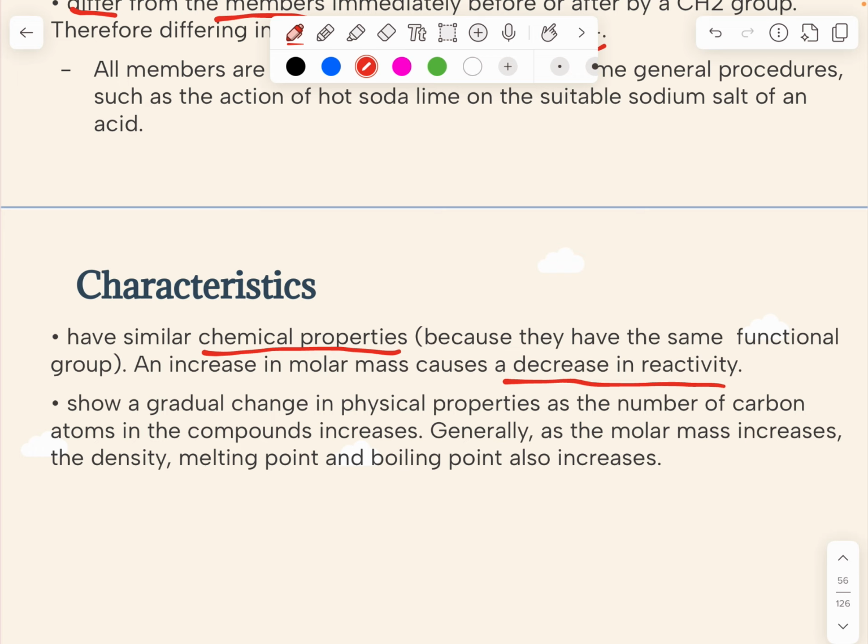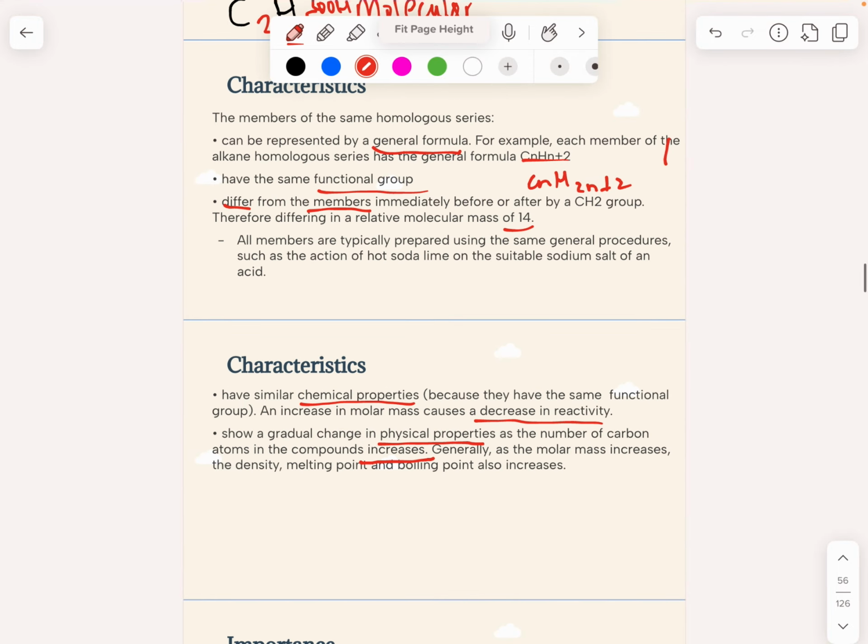They show a gradual change in physical properties as the number of carbon atoms in the compounds increases. Right, and note that they become more solid as the number of carbons increases. So it says generally as the molar mass increases, the density, melting point and boiling point also increase. So that's a lot of characteristics right there. You've got about, I'm going to say 5 or 6 or 7, one of those.